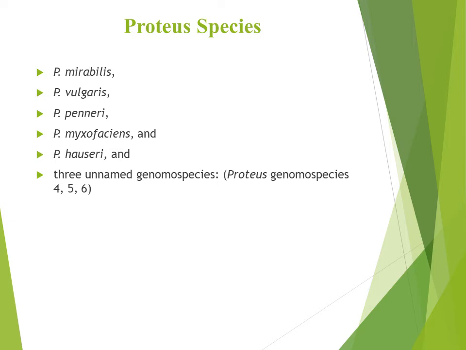There are many species of Proteus. These are Proteus mirabilis, Proteus vulgaris, Proteus penneri, Proteus myxofaciens, and Proteus hauseri, and three unnamed genomospecies, Proteus genomospecies 4, 5, and 6.